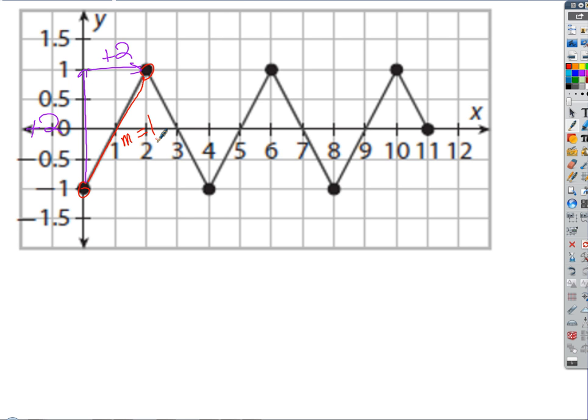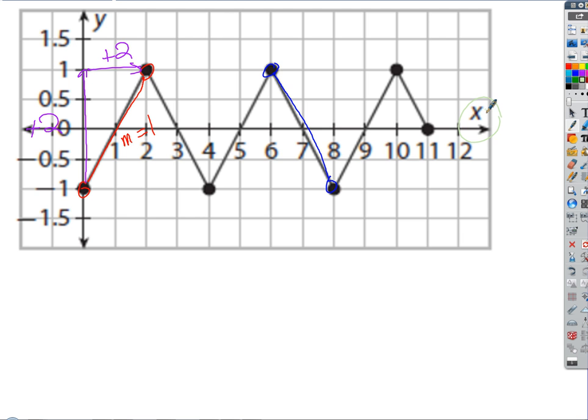Okay, we could do the same thing if we were to go from here down to here. Let's just make this, we're not so messy here, let's do that one. Same kind of deal, only this time I start here, because I always have to go left to right when I'm calculating slope, right? Always we're moving in the positive x direction.